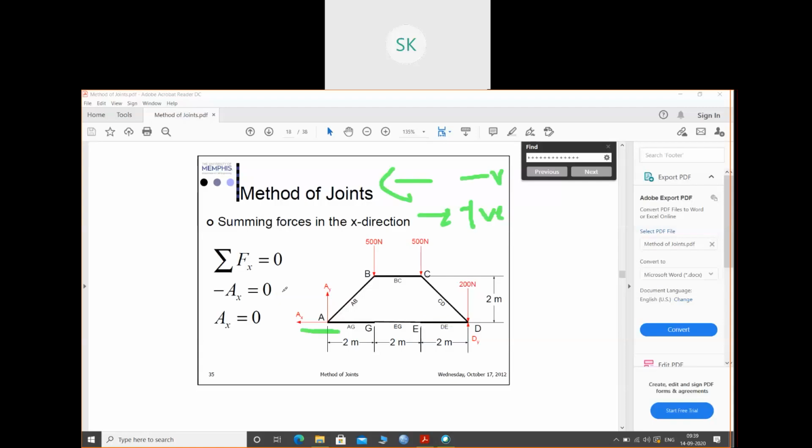This point is clear? AX equals to 0? Okay, once again. So, what was our first step?